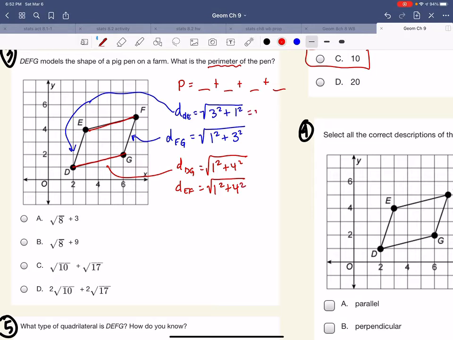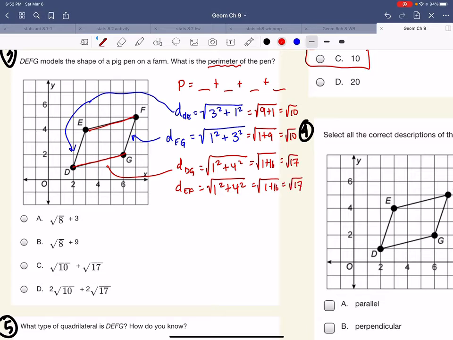So what do we got? This would be 9 plus 1, or the square root of 10. This would be 1 plus 9, or the square root of 10. This would be 1 plus 16, or the square root of 17. Kind of got the same situation here.